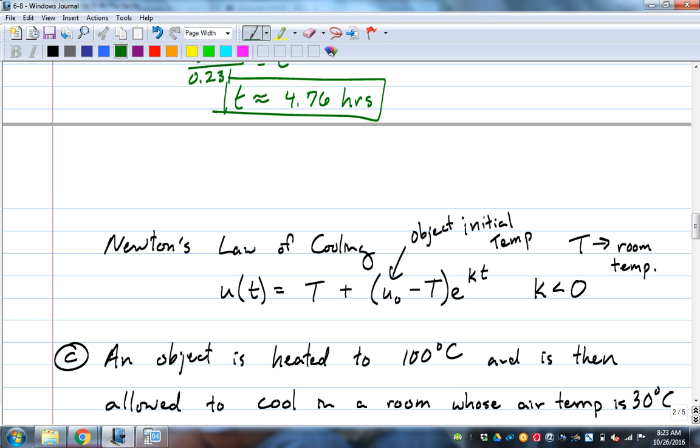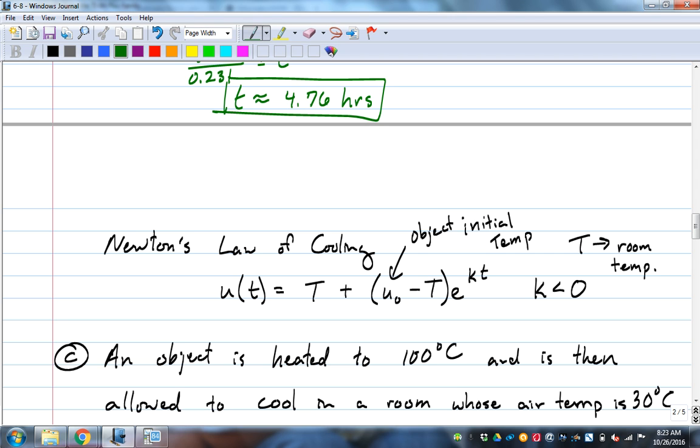T is your room temperature, and U sub 0 is your initial object temperature. And then you've got e to the kt here. So that's your cooling rate, and then time in hours, minutes, depending on what you're dealing with.